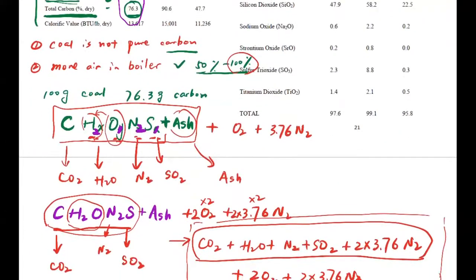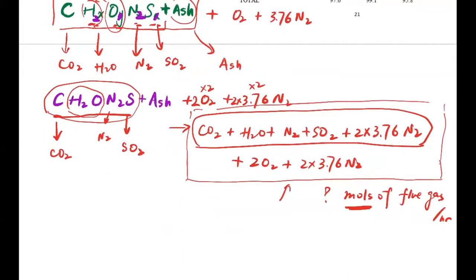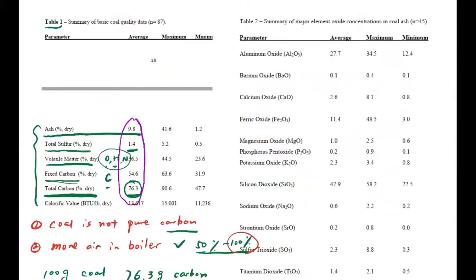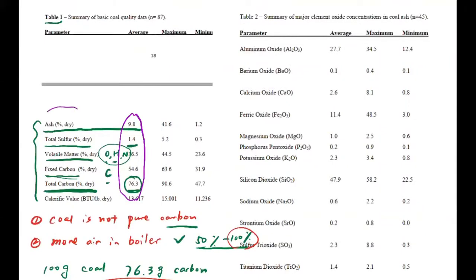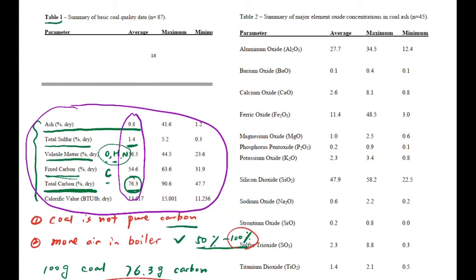I think one important aspect is to determine the chemical formula of the coal. Okay, so you need to make a good assumption of this chemical formula so that it can match this table here. So basically the carbon amount should be exactly 76.3, right? And also the sulfur amount should be exactly 1.4%.